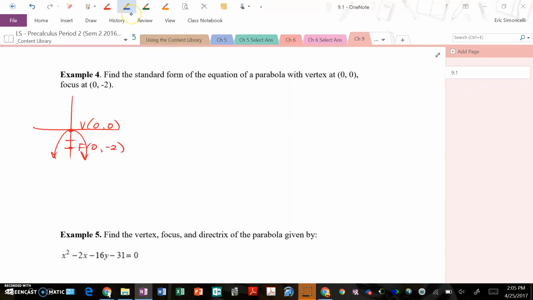And what we can assess from here pretty nicely is that the distance between the vertex and the focus, we know pretty nicely here, just 2 units. That's actually our p-value. Okay, and because it opens down, we're actually going to write down p equals -2.